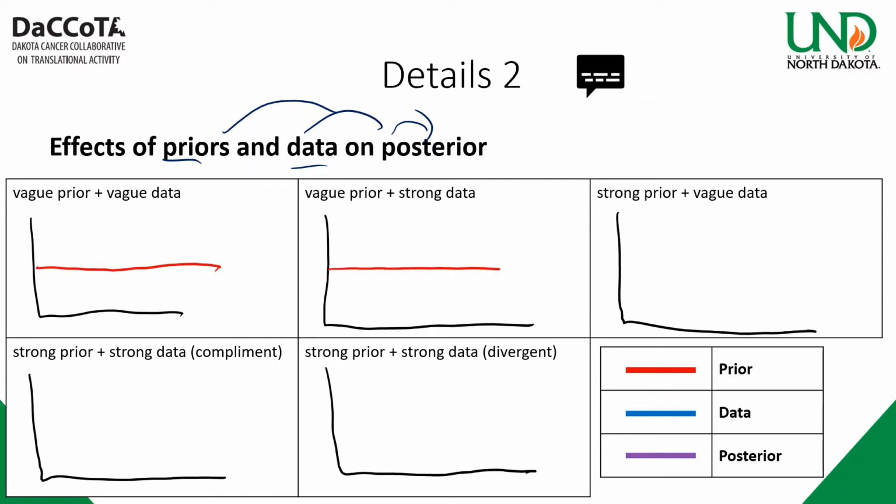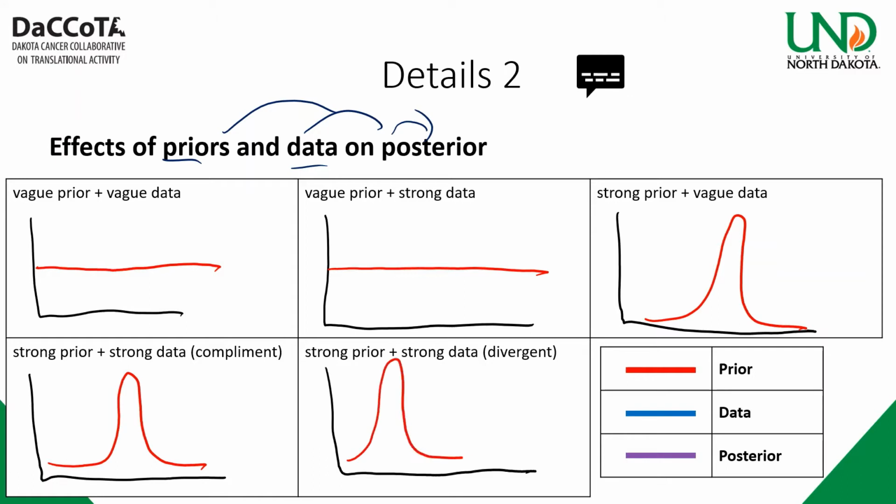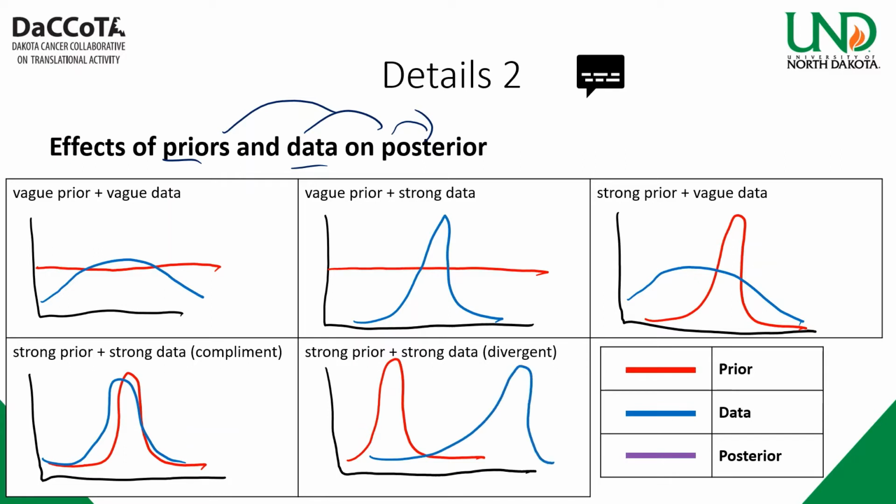Another vague prior, a strong prior, so say we have pretty good information. Another strong prior, and then a third strong prior. But then our data here, we might have very vague data, so not very informative data. Strong data, again, pretty vague data. Strong data as well, but then divergently strong data. How does this affect the posterior?